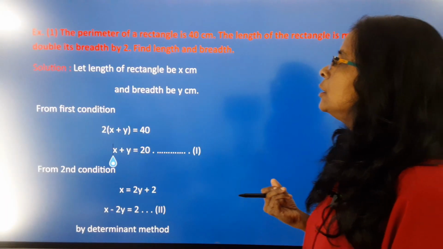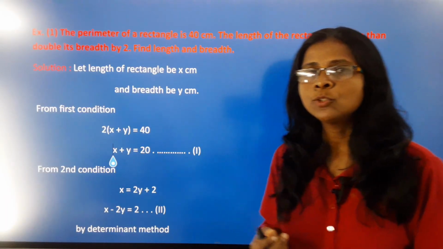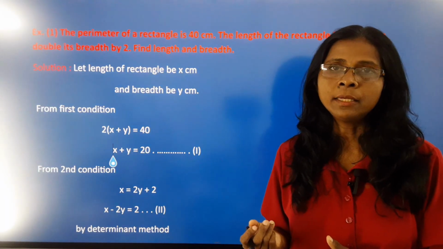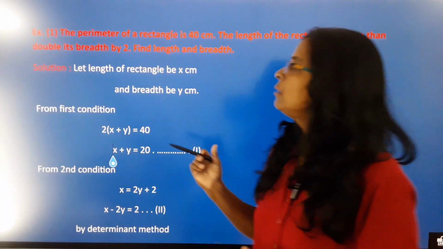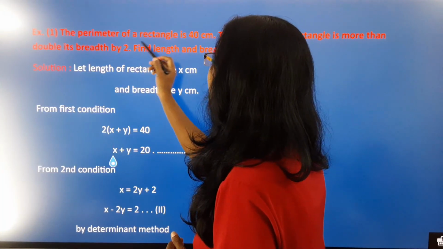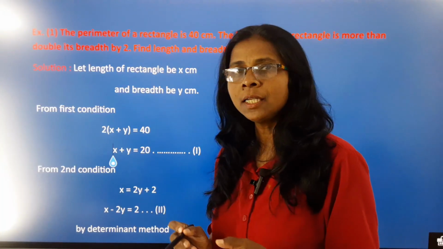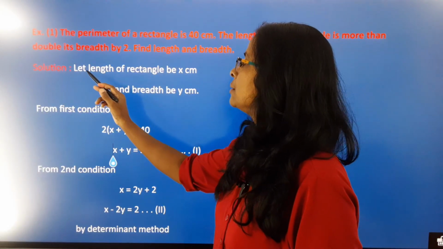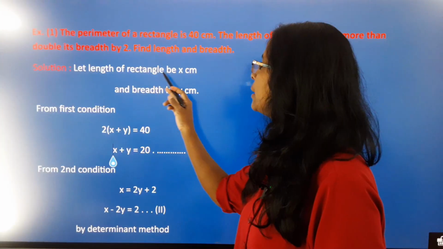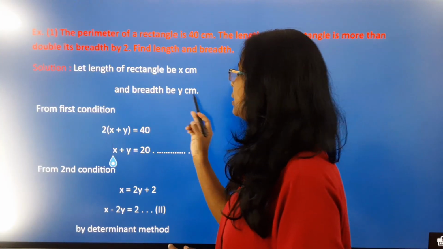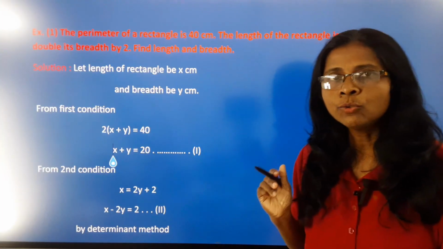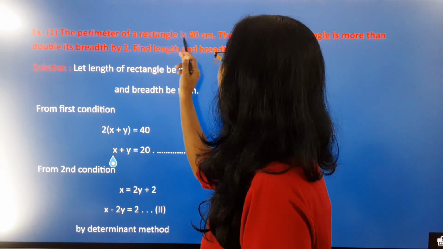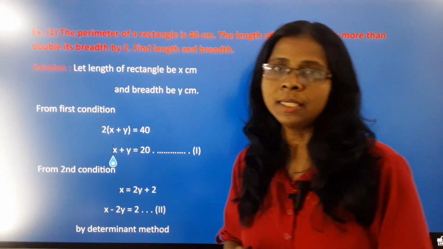Now here the problem is in verbal form, so let us try to convert it into mathematical form. The given condition is the perimeter of a rectangle. So the rectangle is here. Let us consider the length of the rectangle to be x centimeters and the breadth to be y centimeters. Now the first sentence is that the perimeter of a rectangle is 40 centimeters.